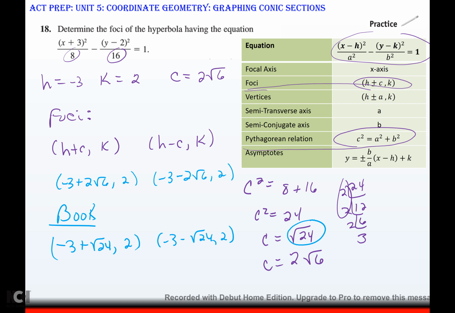And so they didn't break this down, which makes no sense to me because half the time they do and half the time they don't. So how are you supposed to know? Well, I guess by looking at the answers. Just beware, if you don't see your answer, back up and see what it was before you simplified it, because they might have left it that way.